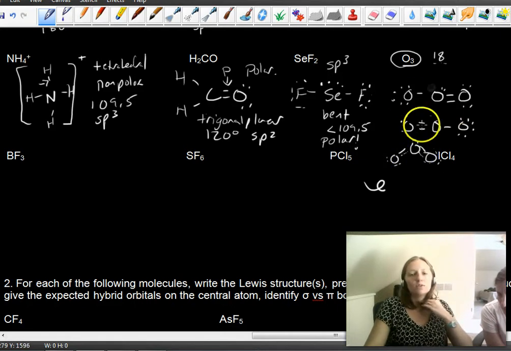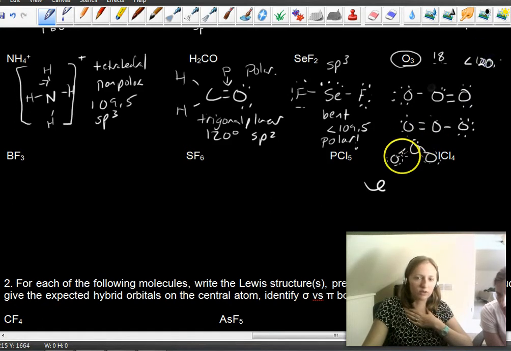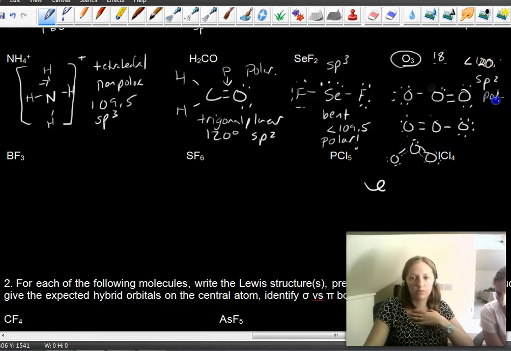Okay, so that's your oxygen, and you end up with an angle here, which is less than 120, because it's a single lone pair, so 1, 2, 3 things on the oxygen. The hybridization on that central oxygen is sp2, and it is polar. All right. And what's the shape? Oh, bent. Yeah, it's bent.